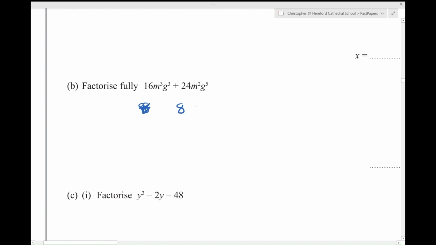I can take an m squared out, and I can take a g cubed out. 8 times 2 is 16. I'll need an m, but no more g's. Plus 8 threes are 24. I don't need any more m's, but I do need g squared.